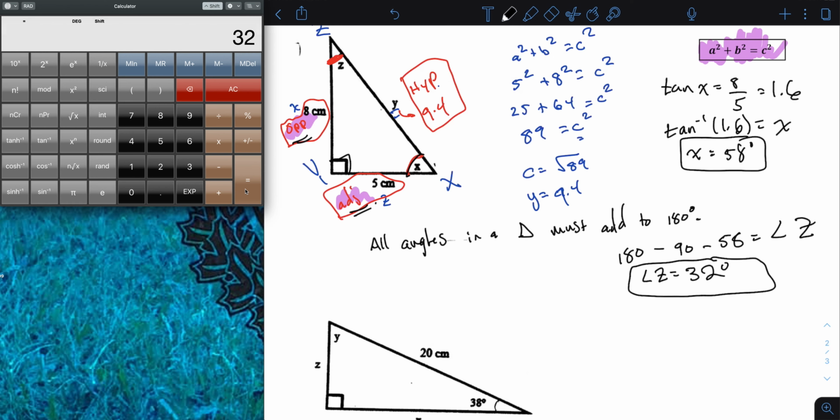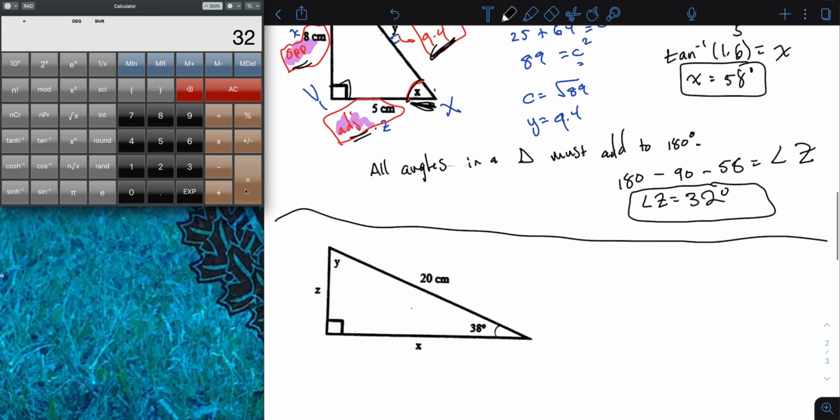That's what it means to solve the triangle. You solved for the hypotenuse, you solved for angle X, and you solved for angle Z. So if it says solve for a triangle, you better have 6 numbers on that triangle, right? 3 angles and 3 side lengths. Now, last question, and then you guys will be good to go.